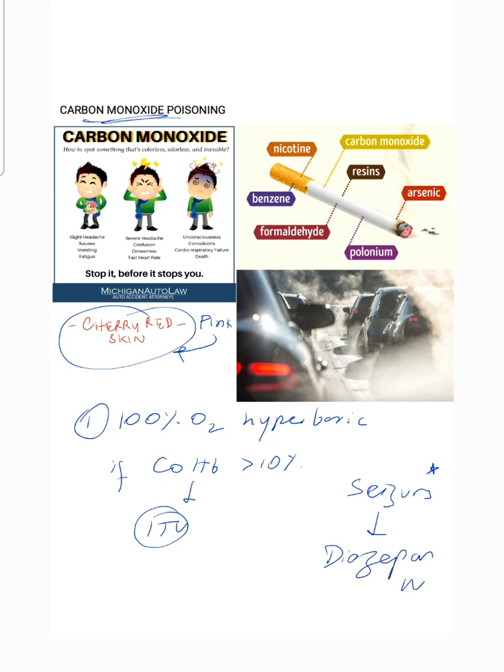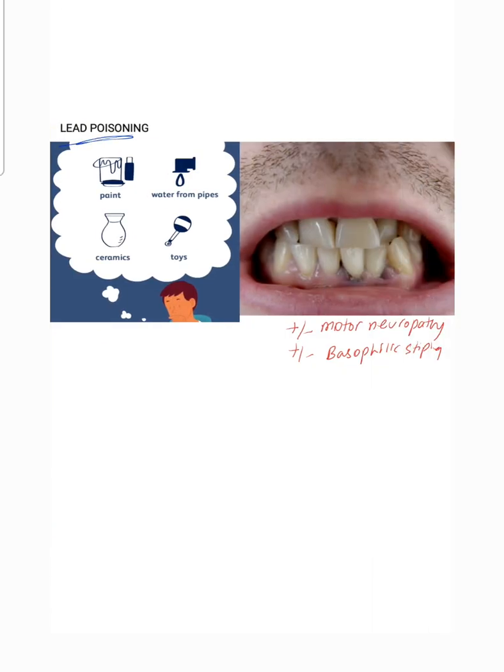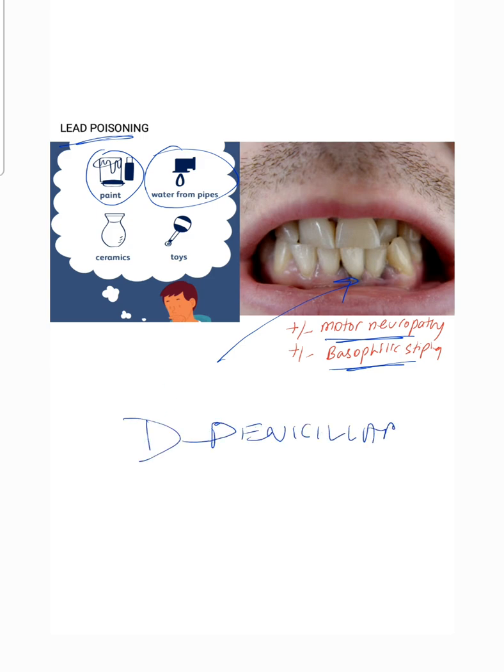Next, we have lead poisoning, characterized by blue gum lines, motor neuropathy, and basophilic stippling. D-penicillamine is used first line as a chelating agent. Other options include DMSA or dimercaprol, etc.